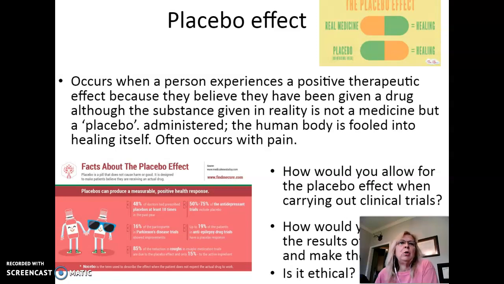How would you allow for the placebo effect in carrying out clinical trials? In other words, what part of the result is the placebo effect going to be in a clinical trial? And we're going to get down to talking today a lot about clinical trials. How do you analyze those results? And is it ethical for some people to receive the medication and other people to not receive the medication? So let's go on and talk about that.